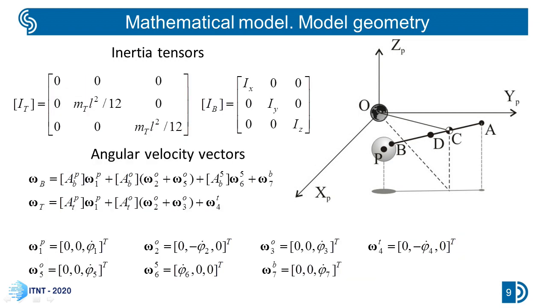The next slide shows the matrix of inertia tensors of the tether and the balloon. Also, here you can see the matrix expression to calculate the angular velocity vectors and their coordinates.